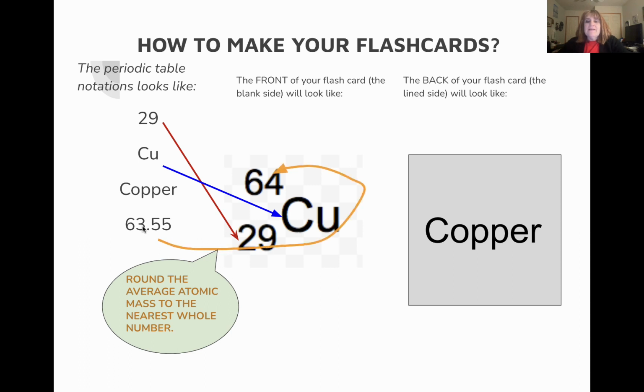And the bottom number on the periodic table notation, that is the average atomic mass, gets rounded to the nearest whole number, and it goes on the top left. The placement of these on your flashcards is incredibly important, so be sure that you do them correctly, do them slowly. You don't have to turn them all in next time.